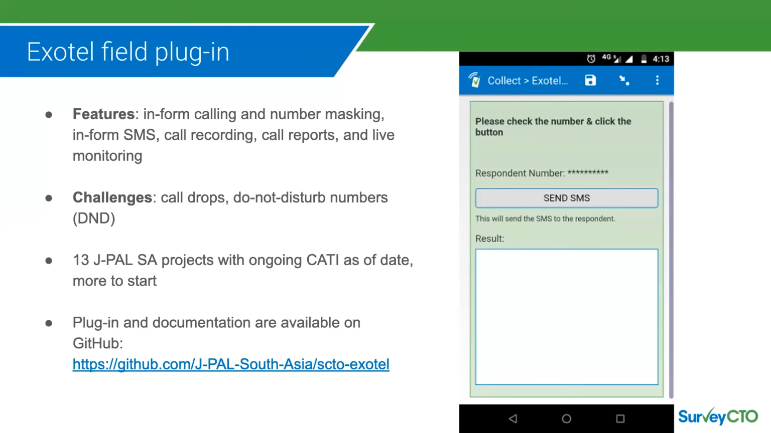Before I talk about the challenges, I want to highlight that as of now, we have more than 13, actually. I think we've reached close to 15 projects in South Asia, the only ones doing data collection currently, all moving to CATI and all using the Exotel field plugin. And across these 15 projects, we've reached around 14,000 or more respondents who've been successfully interviewed through the plugin. And this has been a tremendous development for us in the last month and a half.